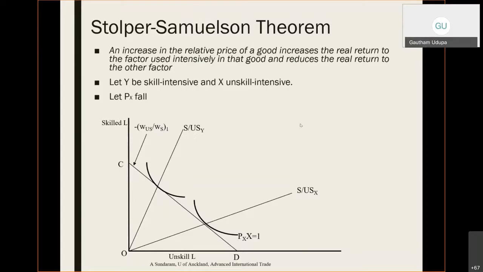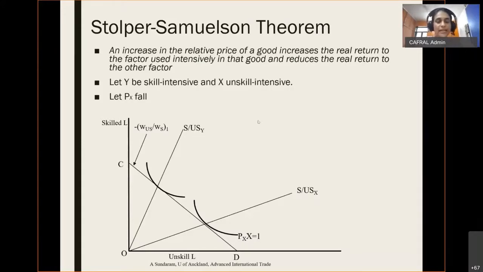Okay. So what is the Stolper-Samuelson theorem? It says that an increase in the relative price of a good will increase the real return to the factor used intensively in that good, and it reduces the real return to the other factor. Now, this is actually quite a mouthful, so I'll try to put it in terms of the example that we have, because that's actually much easier.